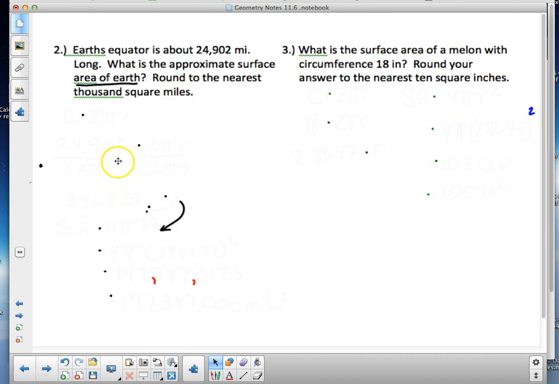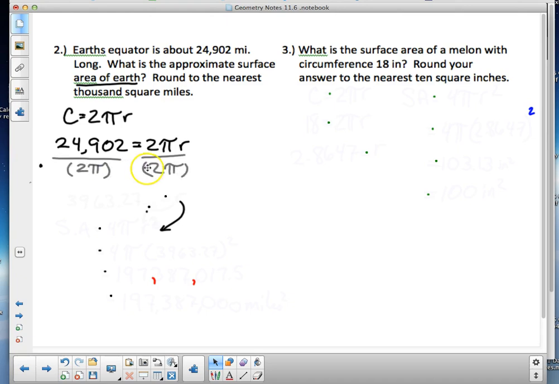Now, when we're doing these problems, you should be able to plug information into the formula and solve for missing pieces. Like if the Earth's equator is about 24,902 miles long, what is the approximate surface area of the Earth? And I want you to round to the nearest 1,000 square miles. So first, I've got to do circumference of my Earth's equator, 24,902. So I take my 24,902 equals 2 pi r, and I'm going to divide by 2 pi on both sides.